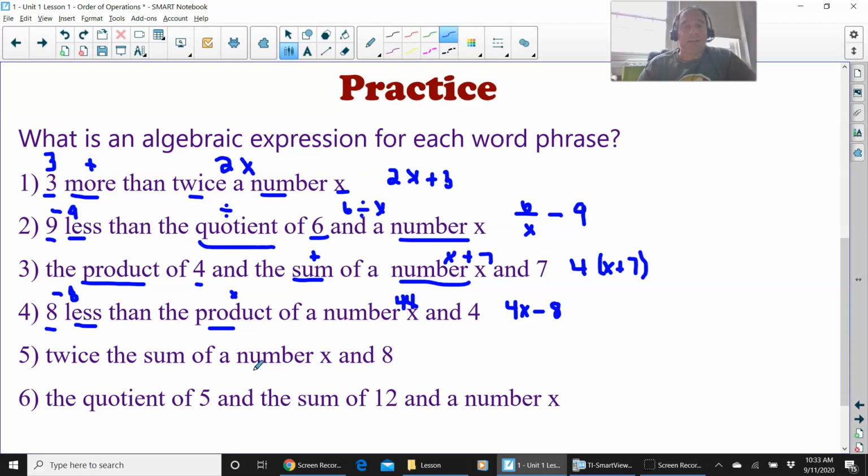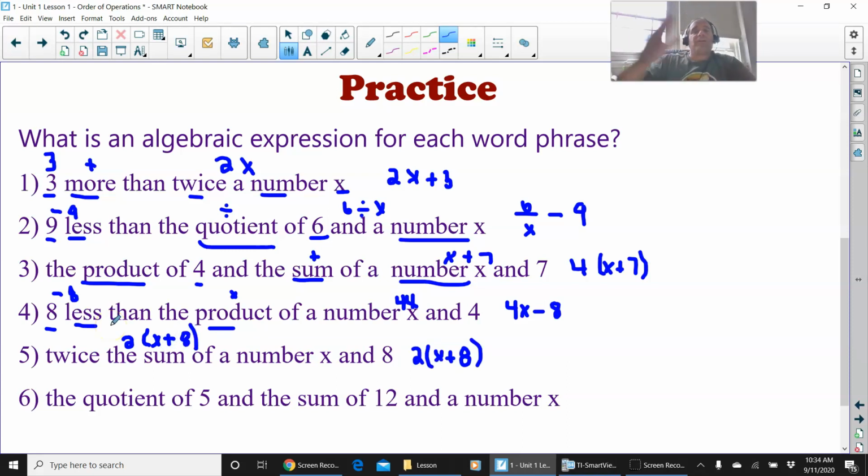So here we go. Twice the sum of a number x and 8. Twice the sum. So that means 2 times the sum. The whole sum. Not just 2 times x, 2 times the whole sum. So you're going to put in parentheses x plus 8. So that's the way it would look. It's twice that whole sum. If it said twice a number x, then it would be 2x added to 8. So if it says twice that whole sum, just make sure you put the sum in parentheses.